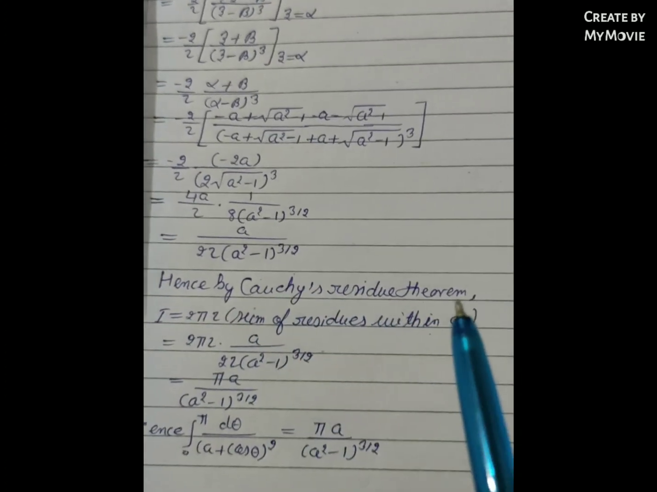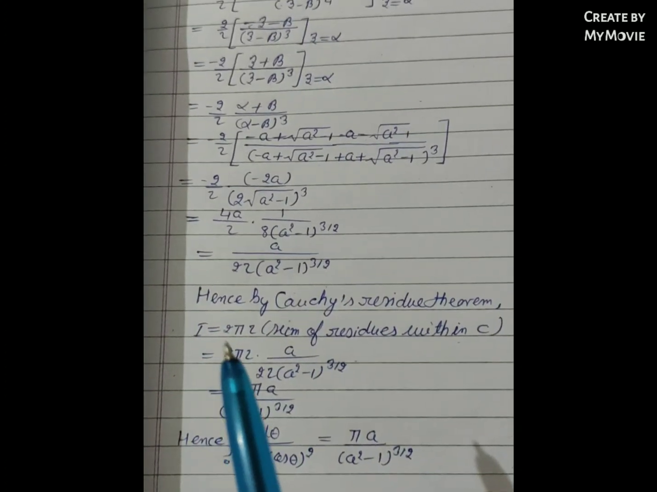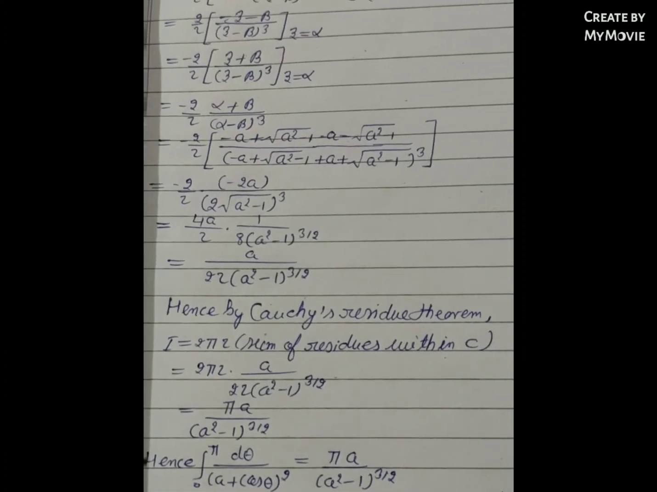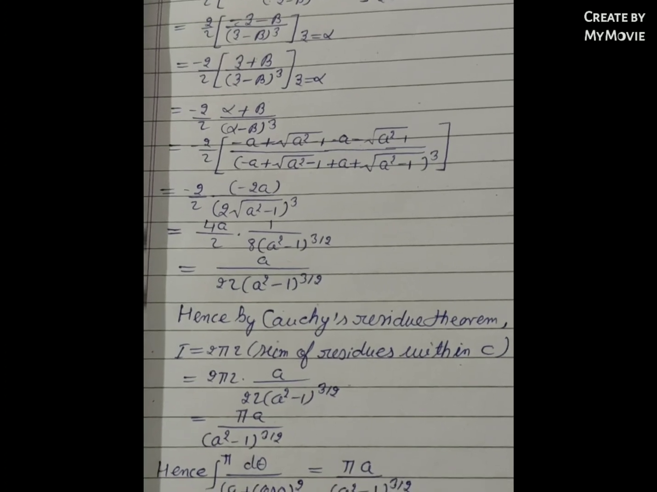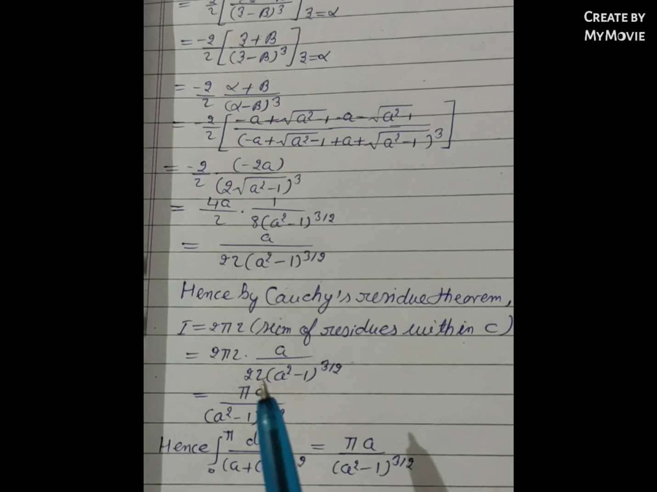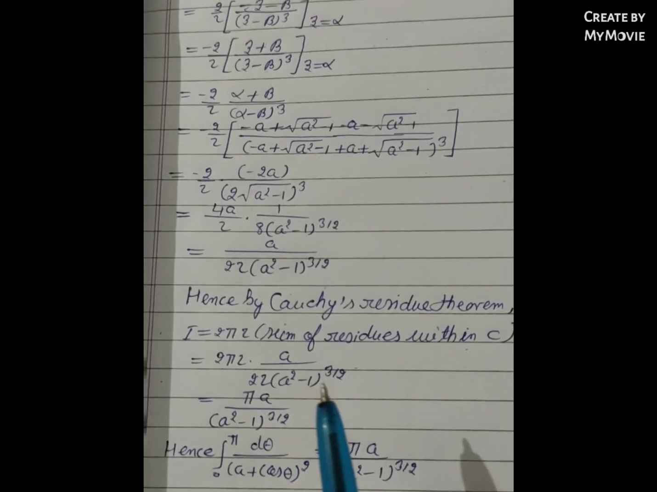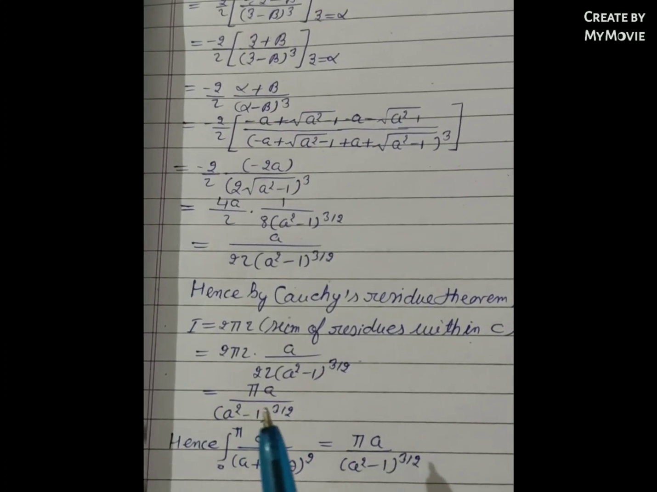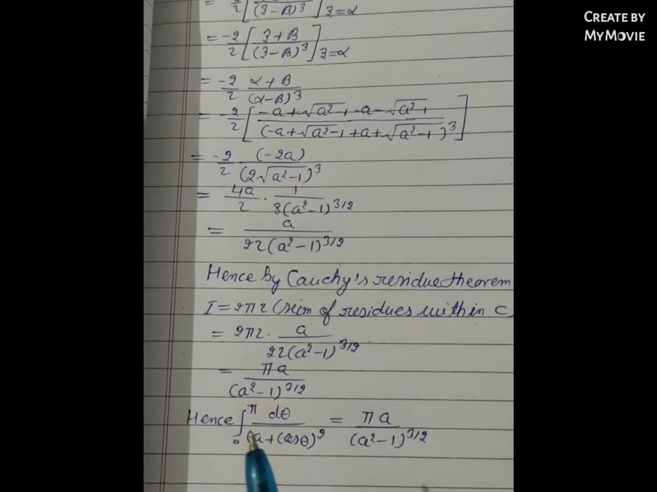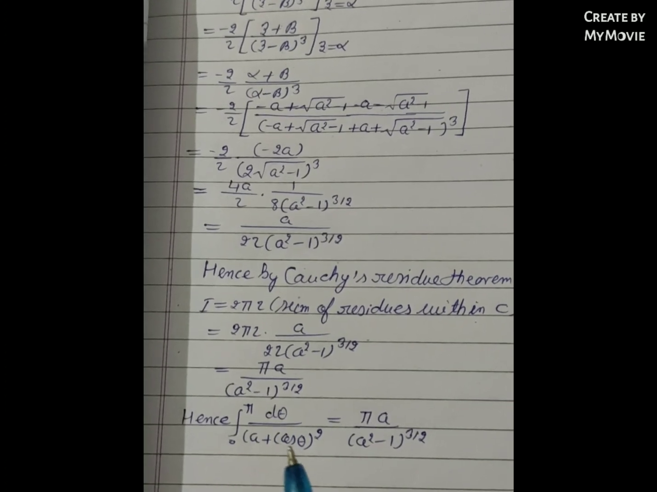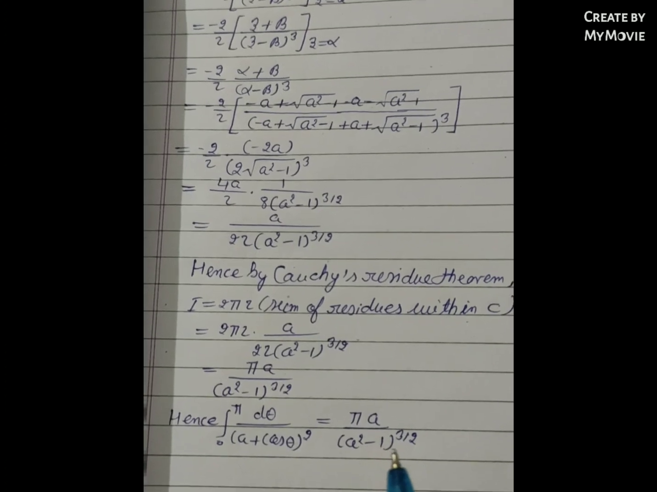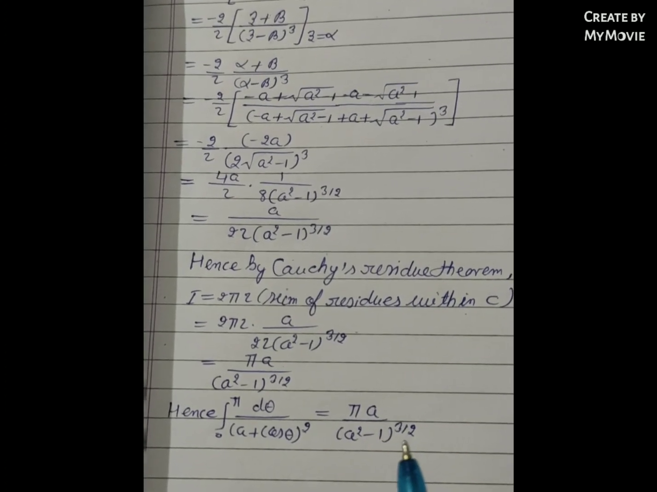Hence by Cauchy's residue theorem, I is equal to 2 pi times the sum of residues within C, so 2 pi iota times a upon 2 iota (a square minus 1) raised to power 3 upon 2, which is equal to pi upon (a square minus 1) raised to power 3 upon 2. Hence the integral from 0 to pi of d theta over (a plus cos theta) whole square is equal to pi upon (a square minus 1) raised to power 3 upon 2.